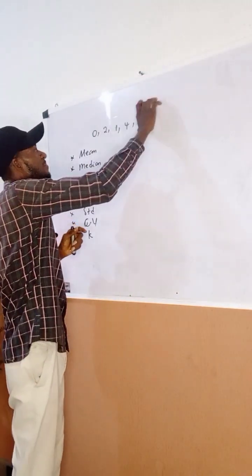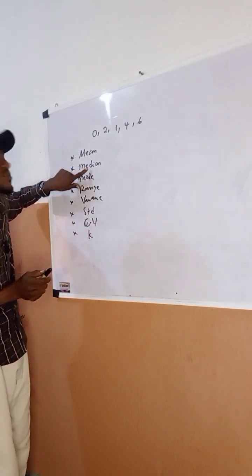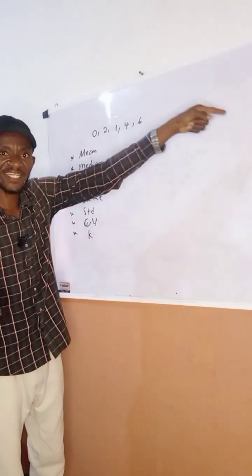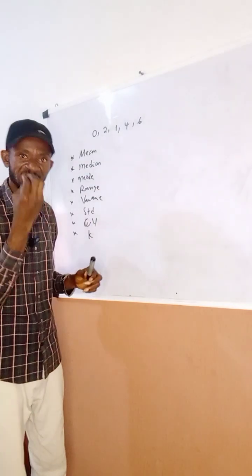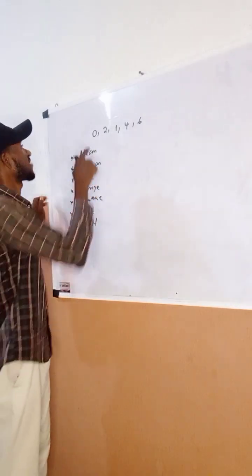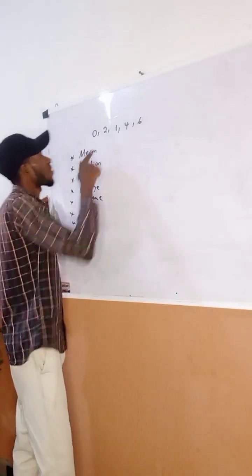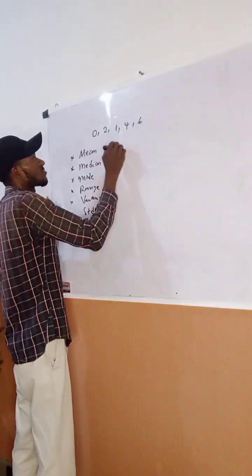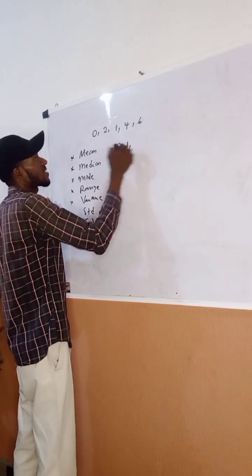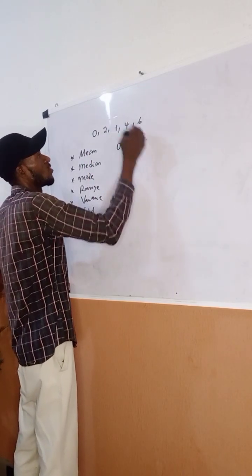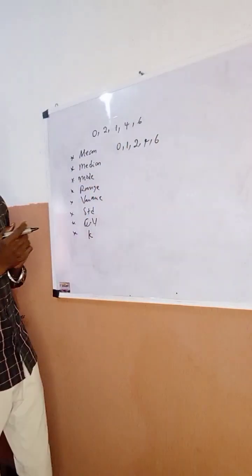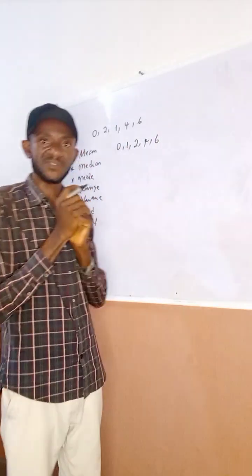To make this appear much easier for us, especially when we are going to calculate the median, let us arrange this data in ascending order of their values. That is starting from the smallest and ending at the biggest. If I start from the smallest, I have 0. The next smaller one is 1, followed by 2, followed by 4, and followed by 6. This has been arranged in ascending order of their values.